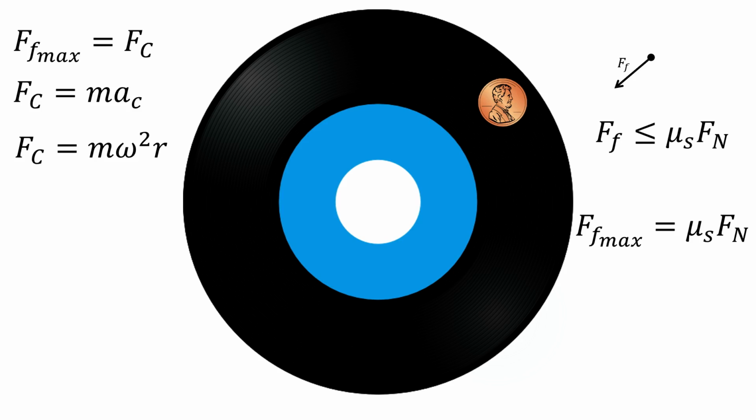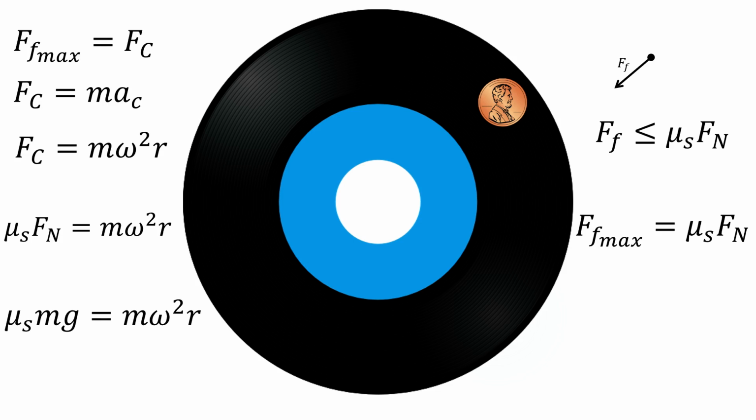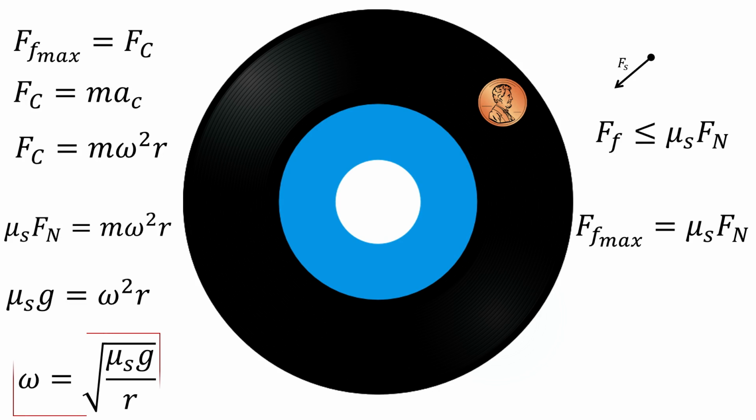Equating these terms, I have on the left the maximum allowable force of friction, and on the right, the force necessary to maintain circular motion. This will return the maximum possible rotational speed of the record. Since the normal force is simply balancing the weight of the penny in this case, the m's will cancel out of both sides of the equation, leaving a simple expression for the maximum speed of rotation that allows the penny to remain at rest on the record.